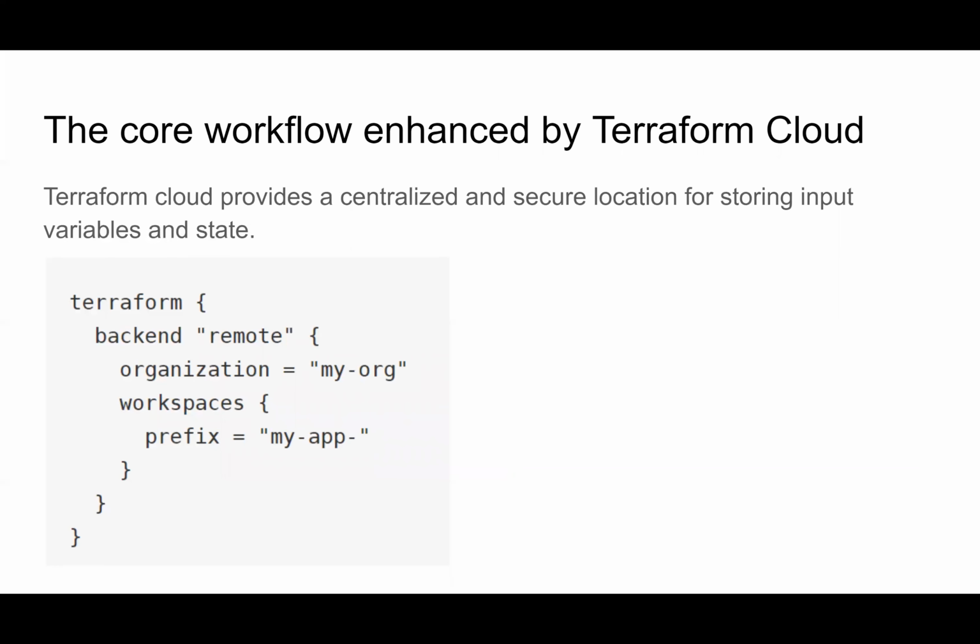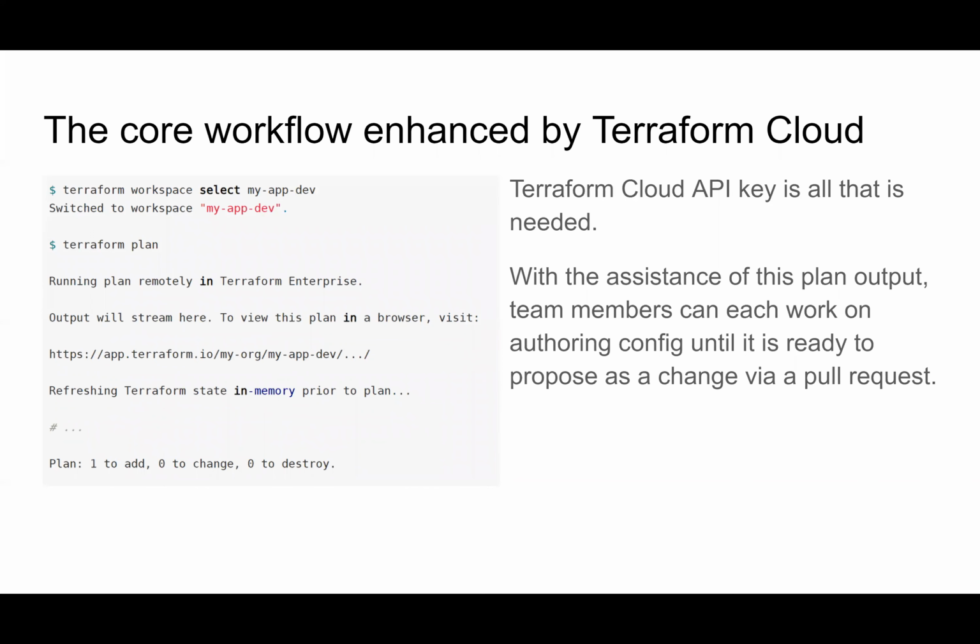We can improve the core workflow by introducing Terraform Cloud. So Terraform Cloud provides a centralized and secure location for storing input variables and state. So you specify the organization and the workspace that you want to use. Then you select that workspace. Terraform Cloud requires an API key.